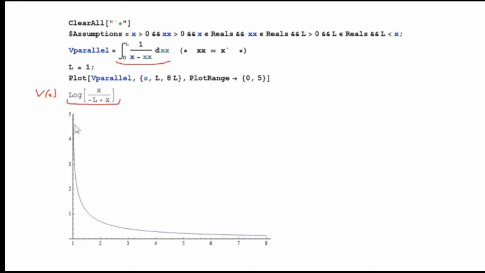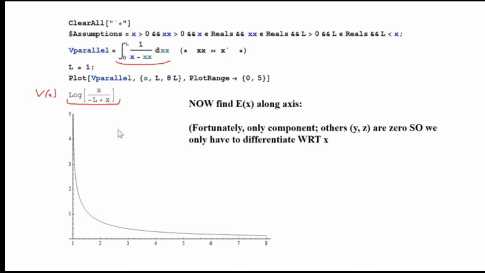That's the potential as a function of distance along the x-axis. If we then look at the E field, we want to find the E field along the x-axis. We're fortunate in that the only component is the x component. So in other words, the y and z components are 0 because of the symmetry. If the charge is here and you're going along this axis, along that axis you only have x components. You can differentiate with respect to x to get the E field in the x direction.